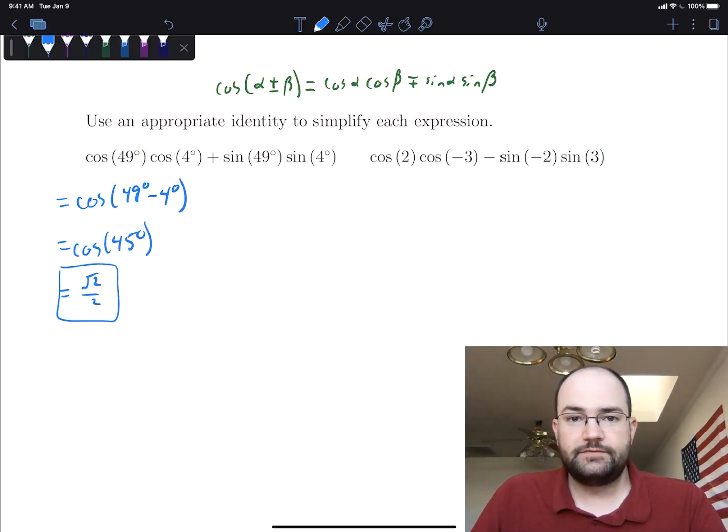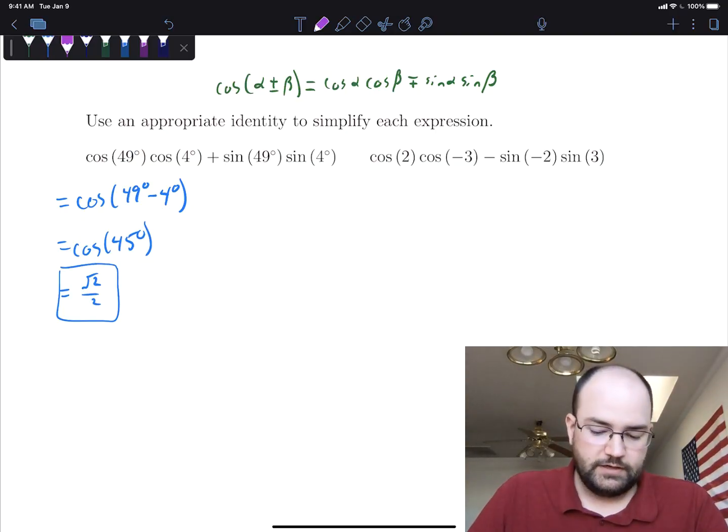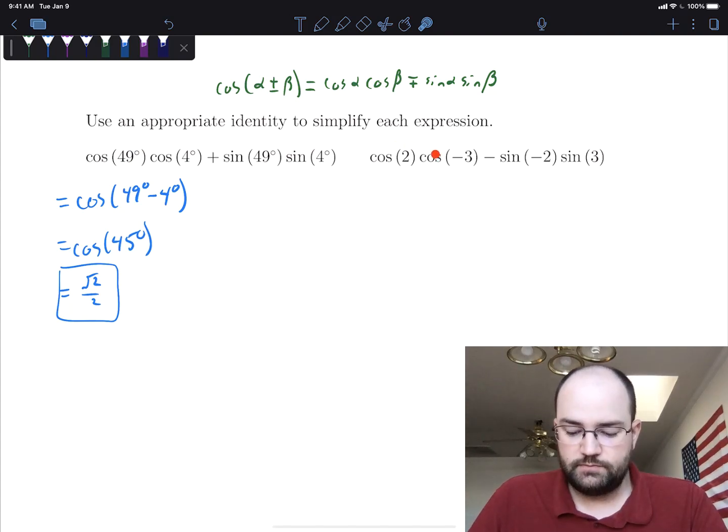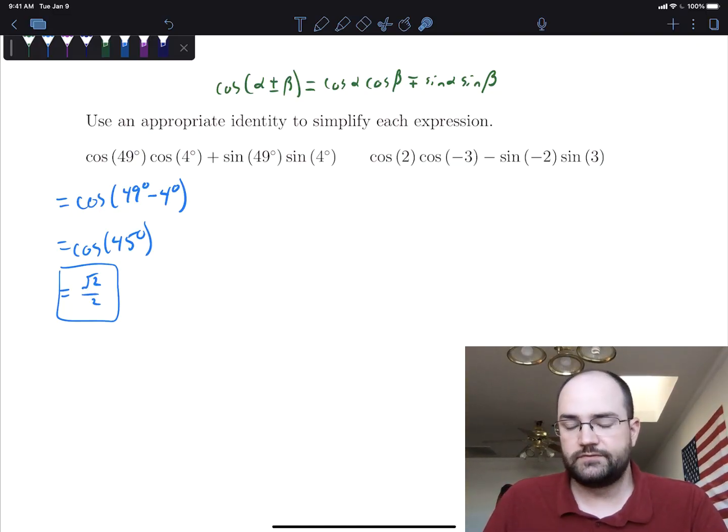And that really is it for that one. Now for the next one, we have cosine 2, cosine negative 3, minus sine negative 2, sine 3. Well, first of all, notice that there are no degrees. These are all in radians. Second of all, because we have negatives and positives for the arguments, we need to go ahead and get them all as negatives or positives.